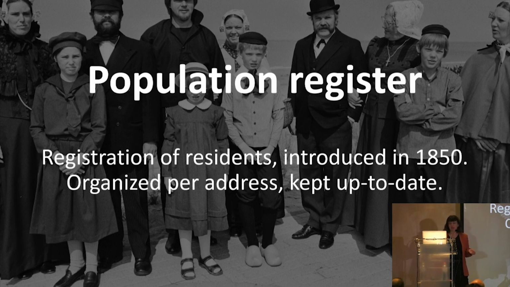Population register is a registration of residents, of who lived where. So in many countries they just did the decennial censuses. In the Netherlands, since 1850, they started keeping them up to date. So that's very nice. You can see who lived where, exactly when, since 1850.